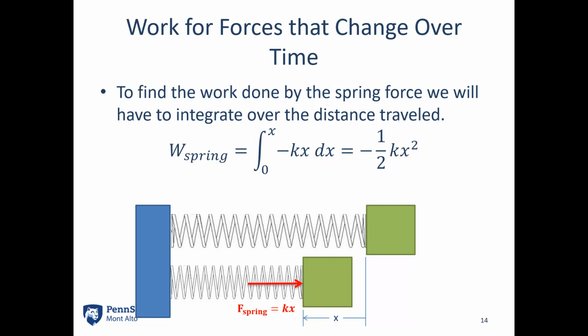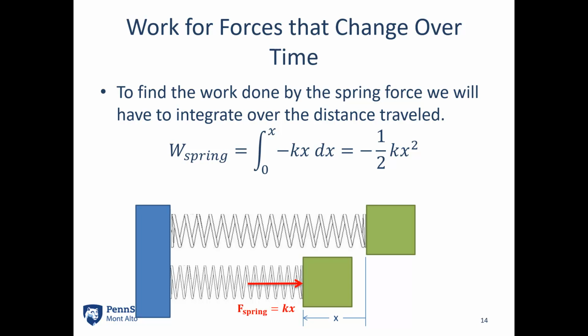All right, so to find the work done, since the force is not constant, we need to take the integral of that force function. So the force function itself is kx. It's going to be in the opposite direction. That's where that negative sign comes from. I'm going from 0 displacement up to some x displacement in this case.